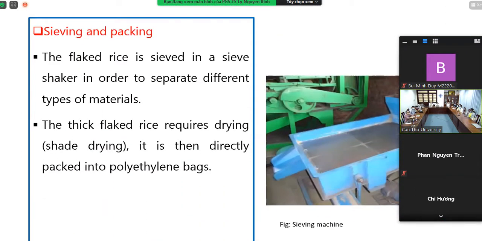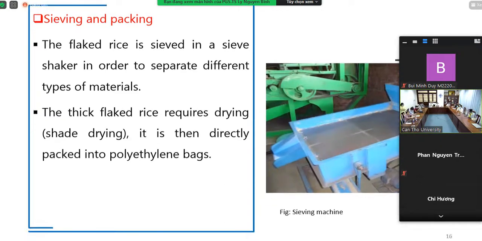And then sieving and packing. The flaked rice is sieved in a sieve shaker in order to separate different types of materials. The thick flaked rice requires drying, shade drying. It is then directly packed into polythene bags.